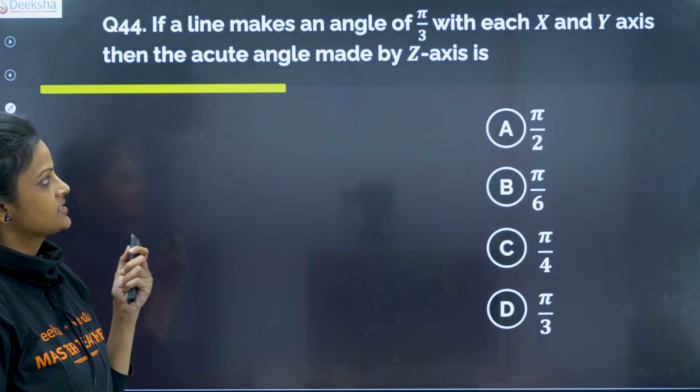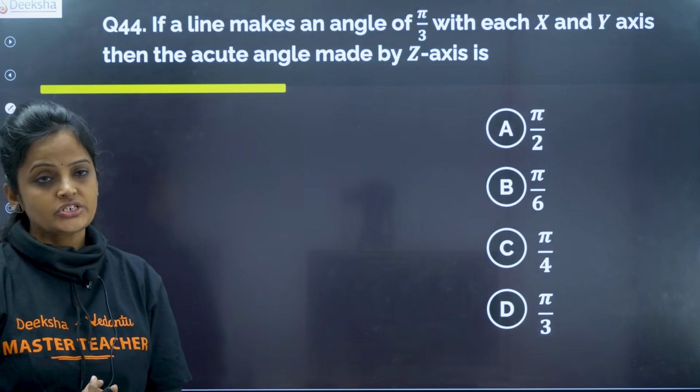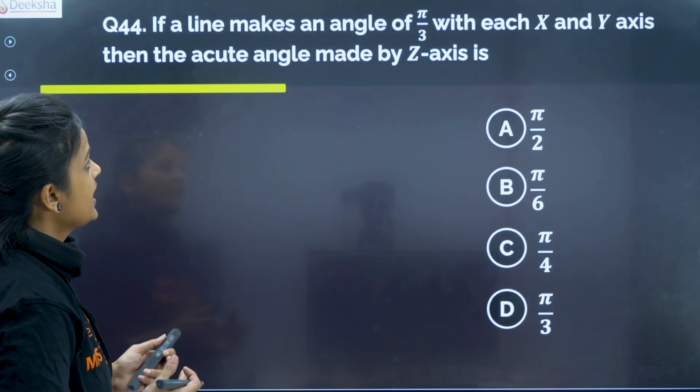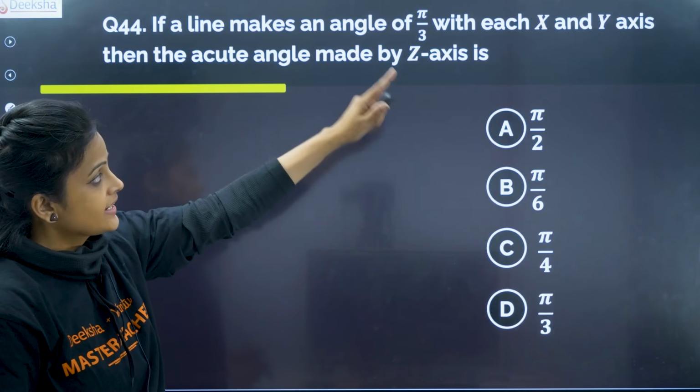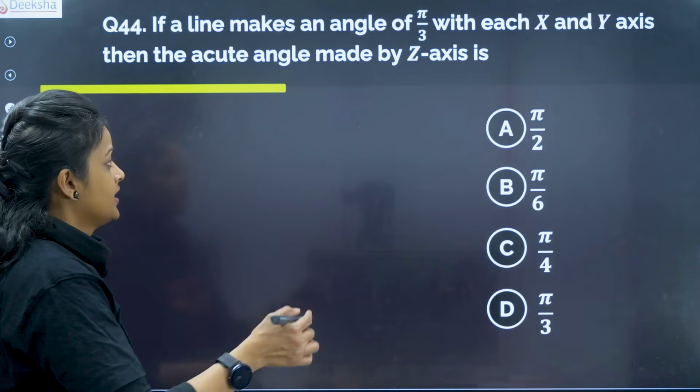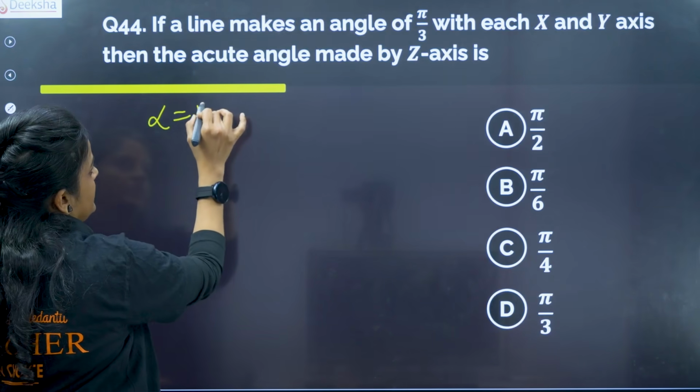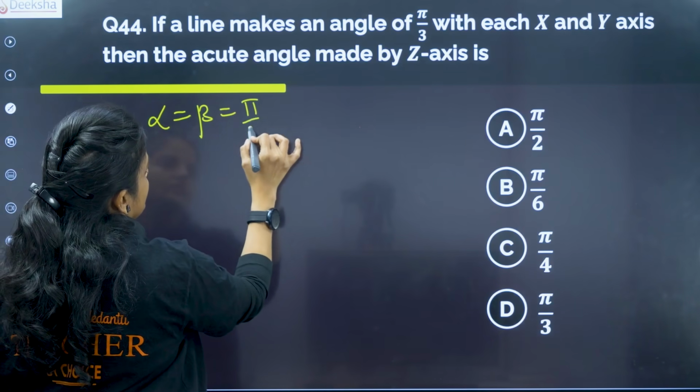So let's see the next question. The 44th question is given like this. If a line makes an angle of pi by 3 with the x and y axis, both are there, that means alpha and beta are both pi by 3.